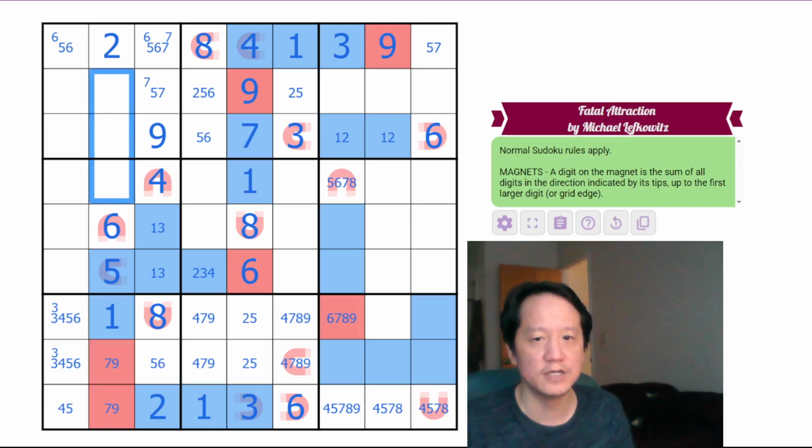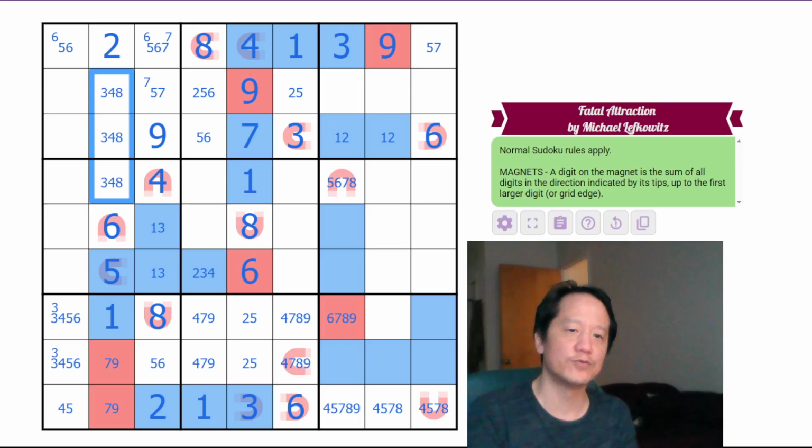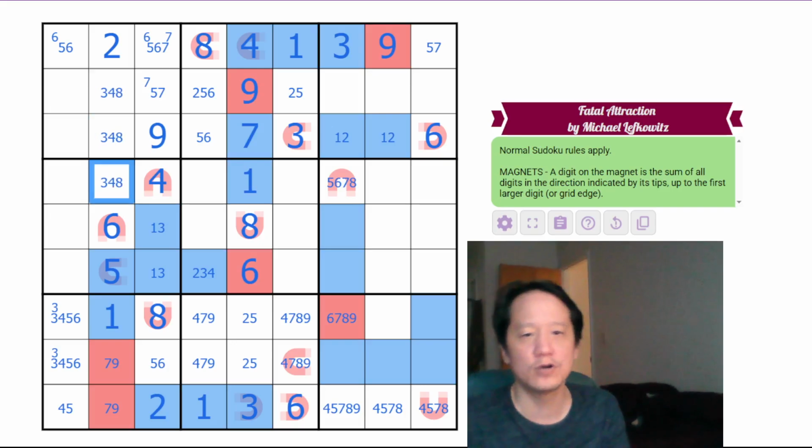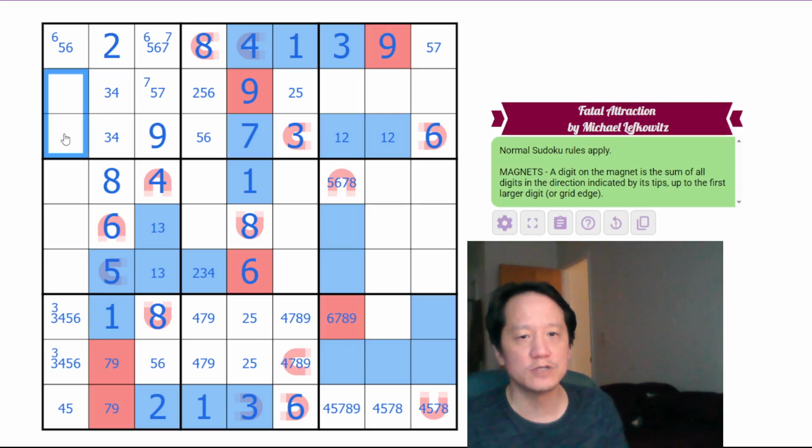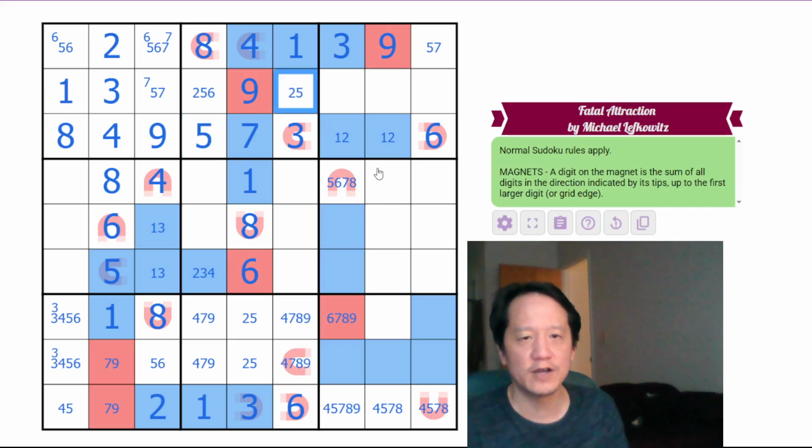Remaining digits in column 2 are 3, 4, and 8. This can't be 3 or 4 because of the 1, 3 pair in the box and 4 in the box, so this is 8, which means this can't be 8. This is a 3, 4 pair, which leaves a 1, 8 pair remaining in box 1. This can't be 1 because of the 1, 2 pair in the row, so this is 8. This is 1. 3 eliminates 3 here, so it's 4 and 3. 6 eliminates 6 here, so that's 5, which makes this 2, which makes that 6.